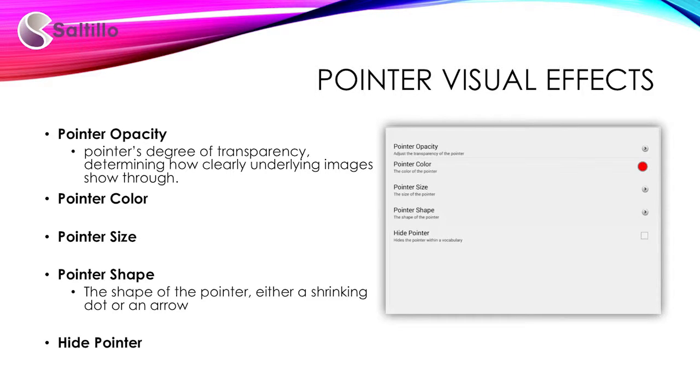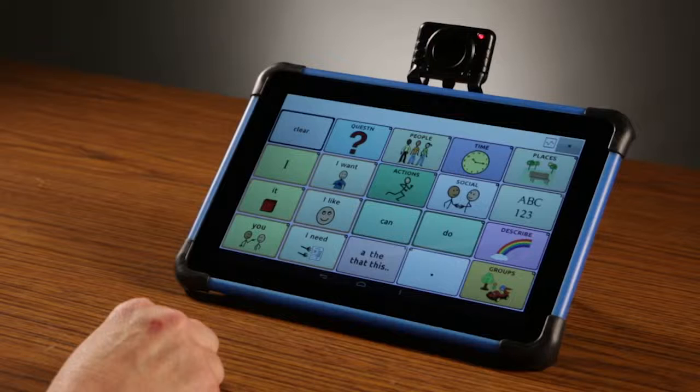Pointer visual effects. There are several options available to you under the Pointer Visual Effects menu. Pointer opacity. Pointer opacity refers to how clearly the underlying image will show through the pointer. Increasing the opacity percentage makes the pointer more opaque, allowing less of the underlying image to show through.